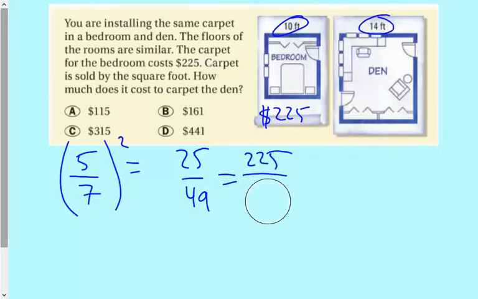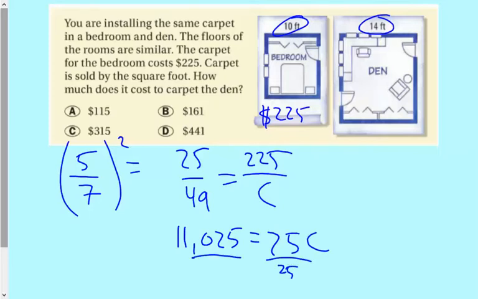Actually, I use a C for cost. The cost of the den there. So 225 times 49 is 11,025 equals 25 C. Divided by 25, divided by 25, and that leaves me with 441.